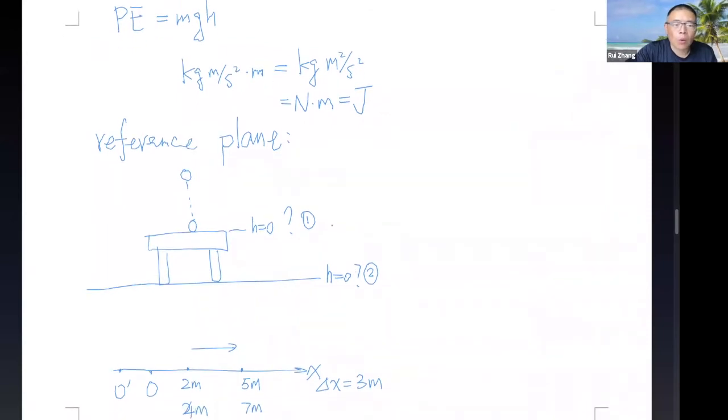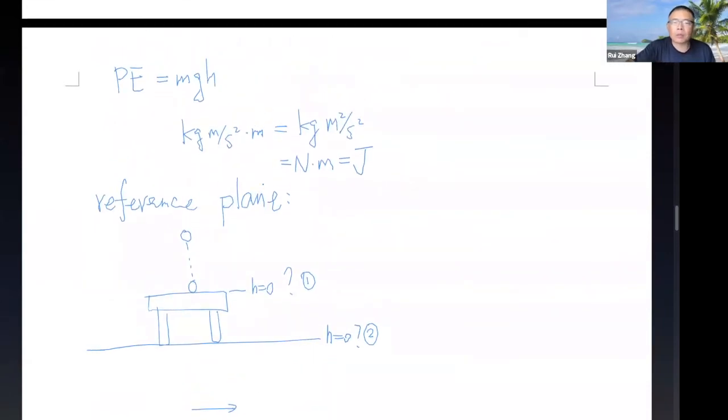So for example, let me do both cases. First of all, let's choose the table as our reference height. Let's say this height here is just 1 meter, and the mass is 1 kilogram. In this case, if you calculate the potential energy, it goes from here to here, right? It goes down like this.